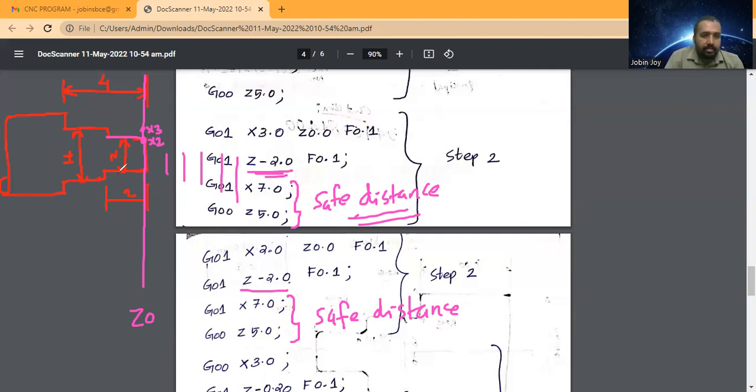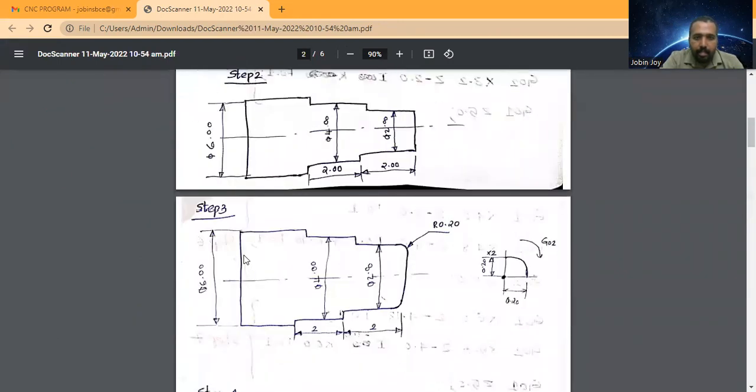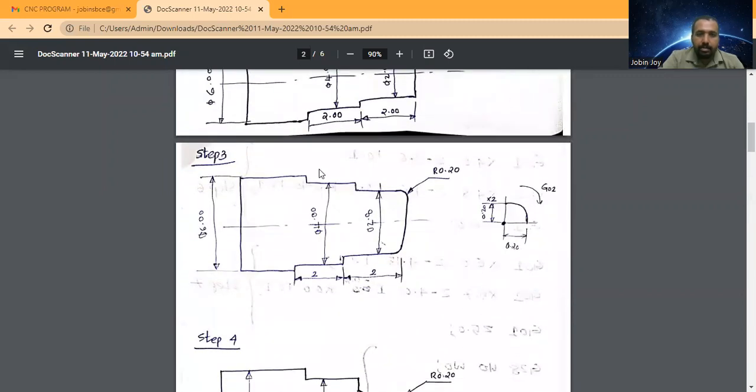Okay, and the X value is, so this is X6, and X7 means somewhere here. So X7 Z5 somewhere here. Okay, X7 Z5. That means this is the safe distance. There will be no contact between the tool and the workpiece. Okay, so step number 2 is completed.